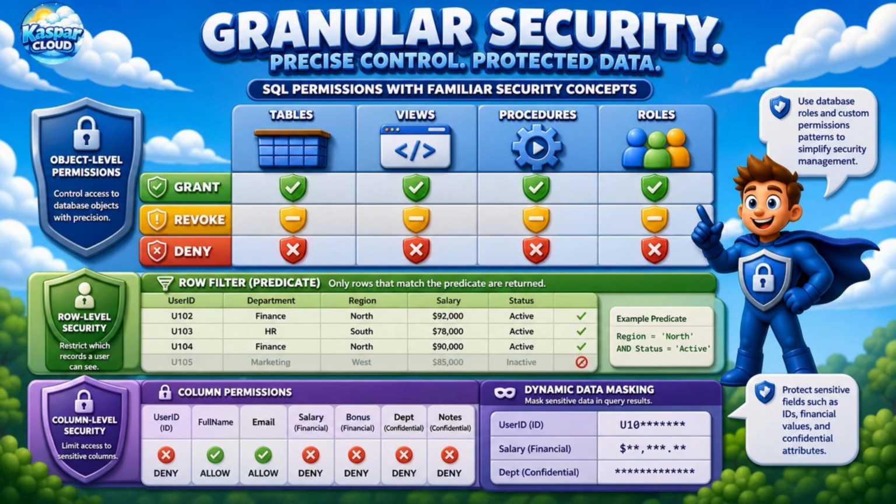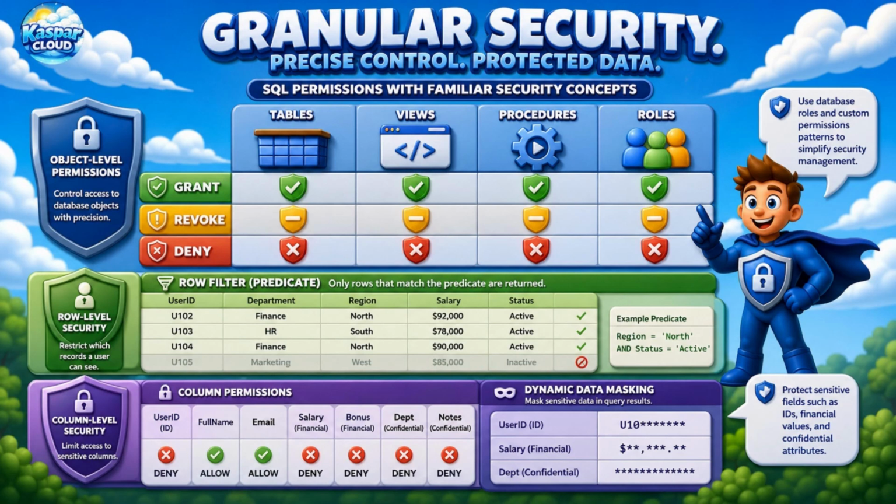SQL granular permissions in Microsoft Fabric Data Warehouse use familiar relational database security concepts to control access at multiple levels. The platform supports grant, revoke, and deny operations for managing object-level access permissions, along with support for database roles and custom permission assignment strategies. Object-level security can restrict access to tables, views, stored procedures, functions, and other warehouse objects based on user responsibilities. Row-level security allows organizations to filter records dynamically so users can view only authorized subsets of data based on security predicates and identity context.